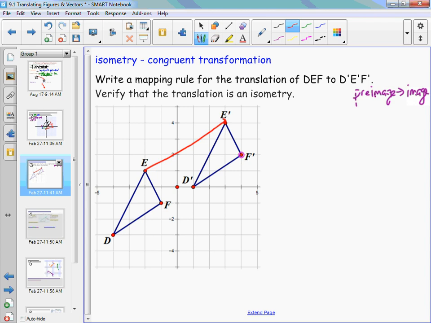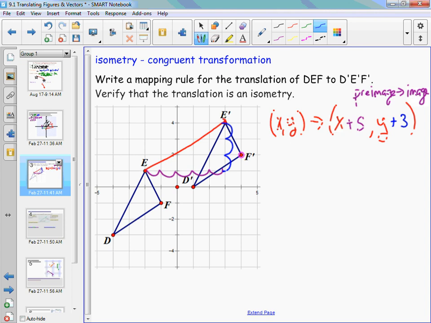So we start with writing, we have X, Y maps onto X, Y, and now we need to fill in. How far do we move X? Well, we are going to count. We go over 1, 2, 3, 4, 5. And we're going to the right, so we're going X plus 5. For Y, we are going up 1, 2, 3. So our Y is plus 3.